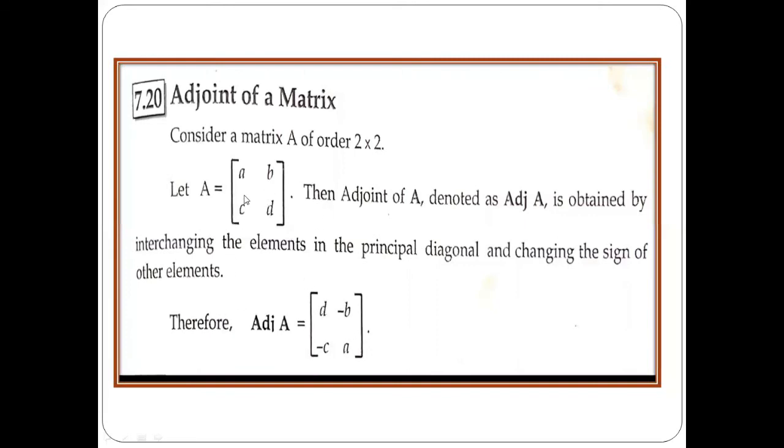Okay, I am repeating: you will interchange the elements of the leading diagonal. This is the leading diagonal, principal diagonal, or we may call it the main diagonal. Interchange the places of the elements of the leading diagonal and change the sign of the non-leading diagonal. And this is how you will denote the adjoint of a matrix, ADJ and capital A.